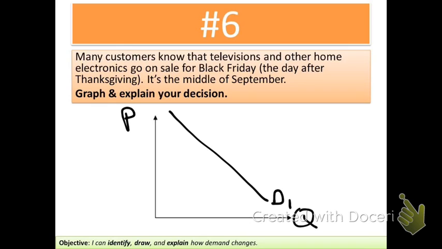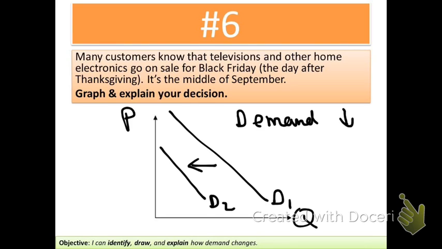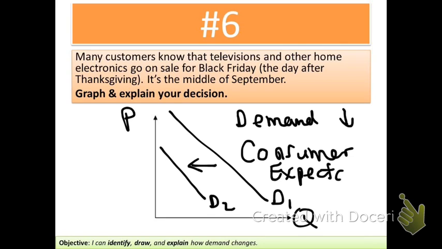Well, we know that we want to buy a television, and if it's the middle of September and the prices are going to be lower in November, we're going to wait until November to buy those televisions. And so therefore, my demand right now is going to decrease. And the reason, so demand decrease, the reason is because of a change in consumer expectations. We expect the price to go down in the future, therefore we're going to wait and buy it then, so right now our demand goes down.